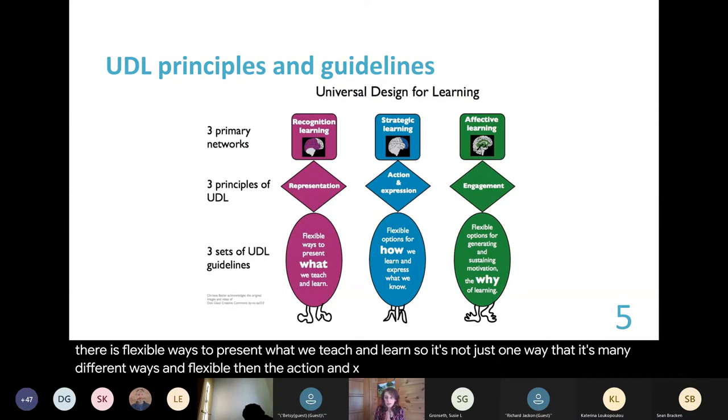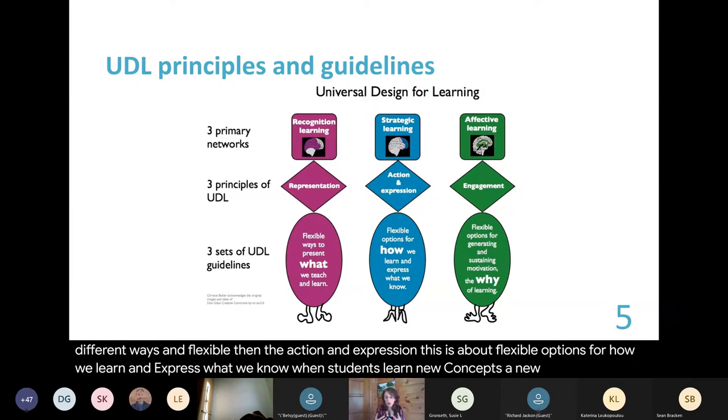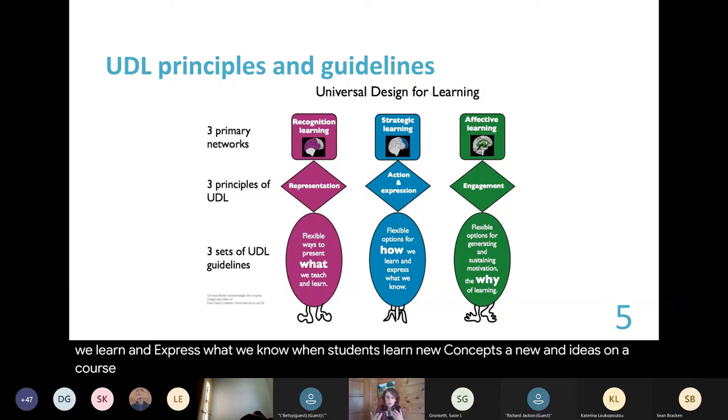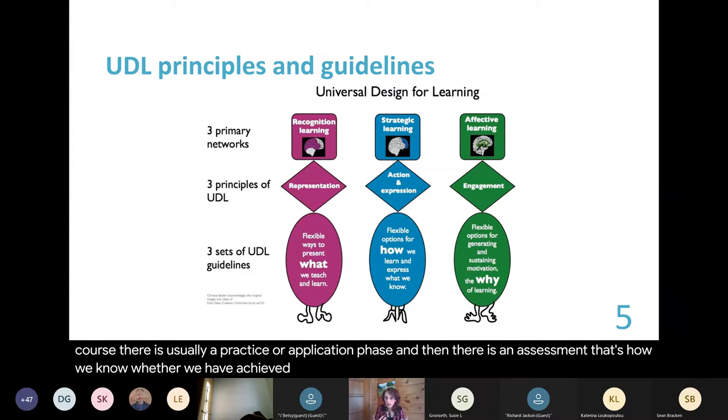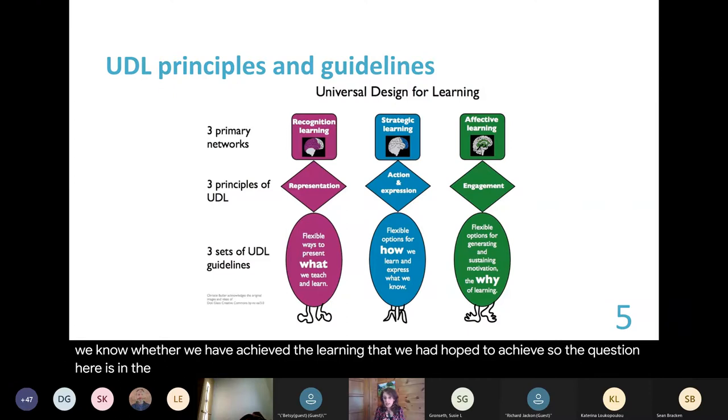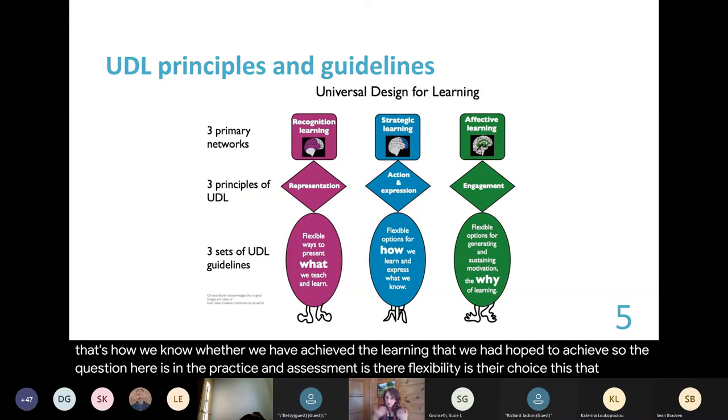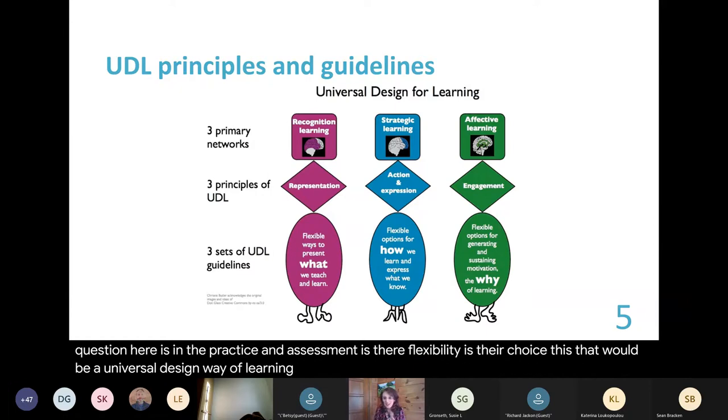Then the action and expression. This is about flexible options for how we learn and express what we know. So when students learn new concepts and new ideas on a course, there is usually a practice or application phase. And then usually there is some sort of assessment. That's how we know whether we have achieved the learning that we had hoped to achieve. So the question here is, in the practice and assessment, is there flexibility? Is there choice? That would be a universal design way of designing learning.